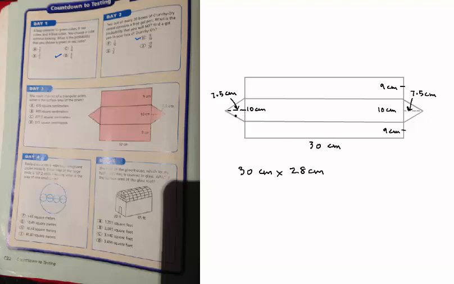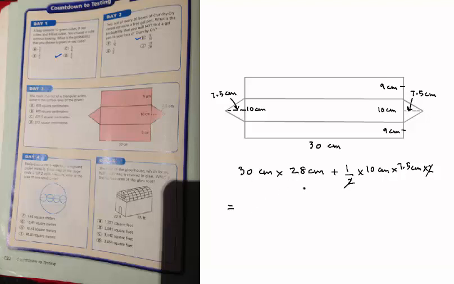Now for the two triangles, just as you know, the area of a triangle is 1/2 times the base. The base is 10. So we have 1/2 times 10 centimeters times the height, which is 7.5 centimeters, right? And then there are two triangles, so we multiply this with 2. Now 1/2 times 2, so this 2 and this 2 will cross off. So in the end, we have 30 times 28.